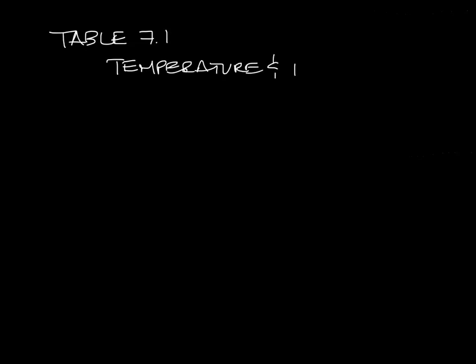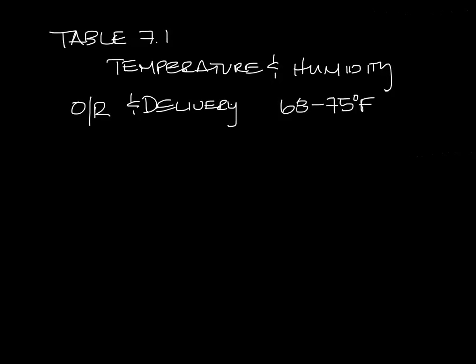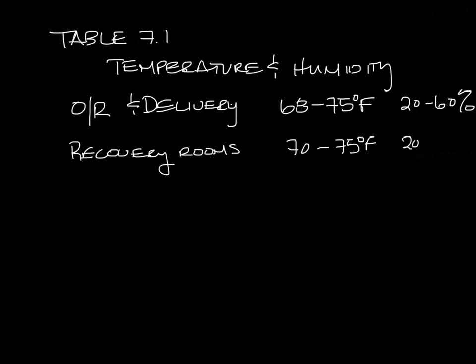So I've talked a lot about table 7.1. 7.1 has a lot of good information in it. It also shows the design temperature and relative humidity ranges for each type of space. For instance, operating rooms and delivery rooms are supposed to be 68 to 75 degrees and 20 to 60% relative humidity. Whereas recovery rooms can be 70 to 75 degrees and 20 to 60% humidity.